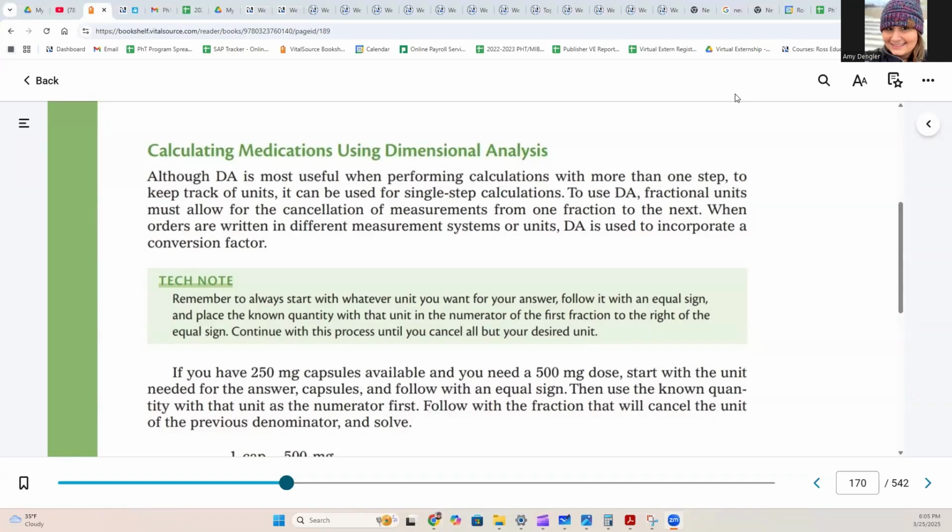Although DA is most useful when performing calculations with more than one step to keep track of units, it can also be used for single step calculations. To use DA, fractional units must allow for the cancellation of measurements from one fraction to the next. When orders are written in different measurement systems or units, DA is used to incorporate a conversion factor.